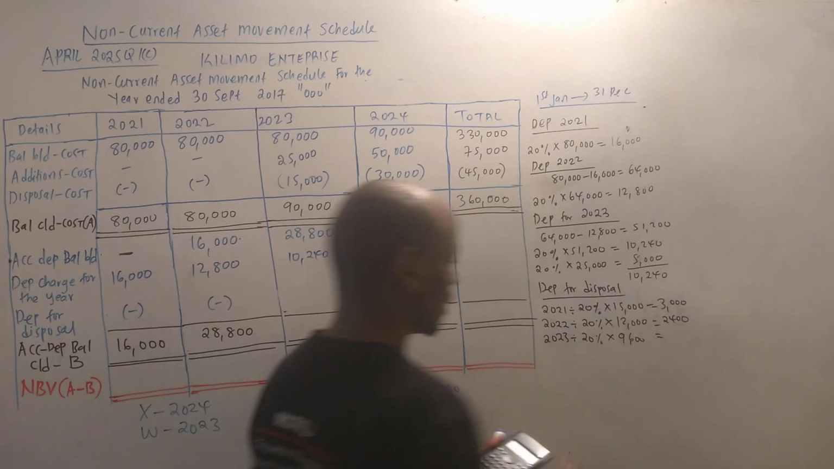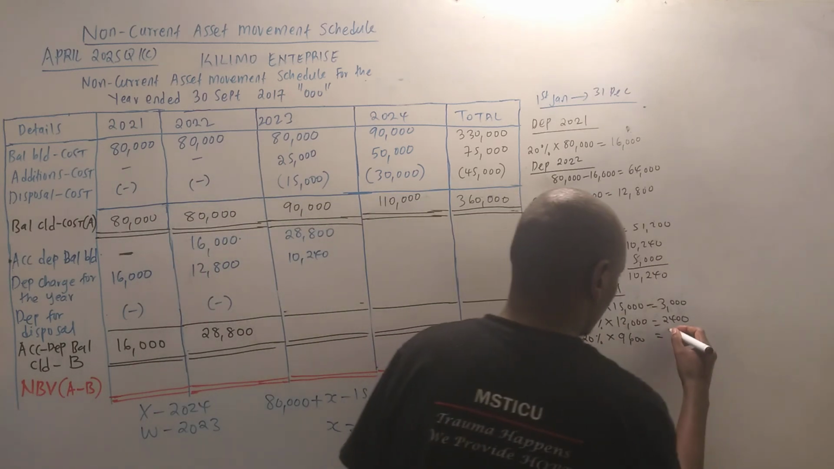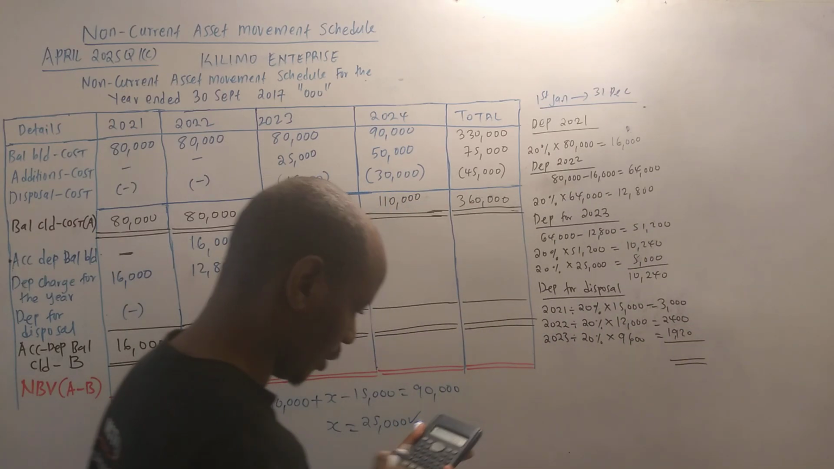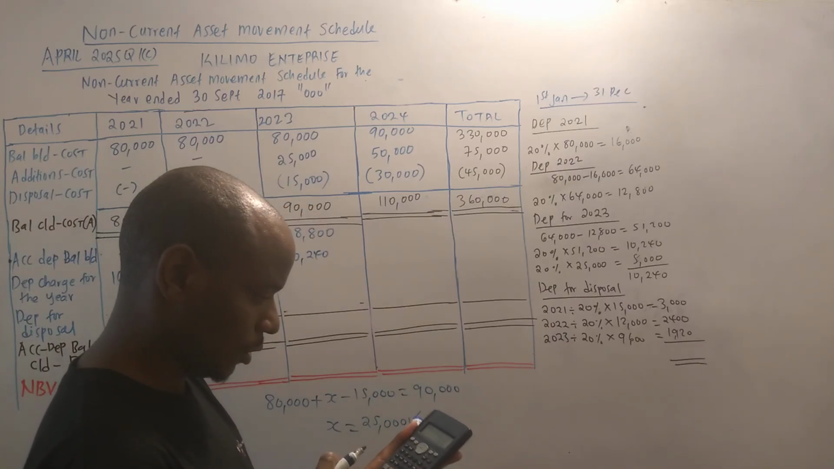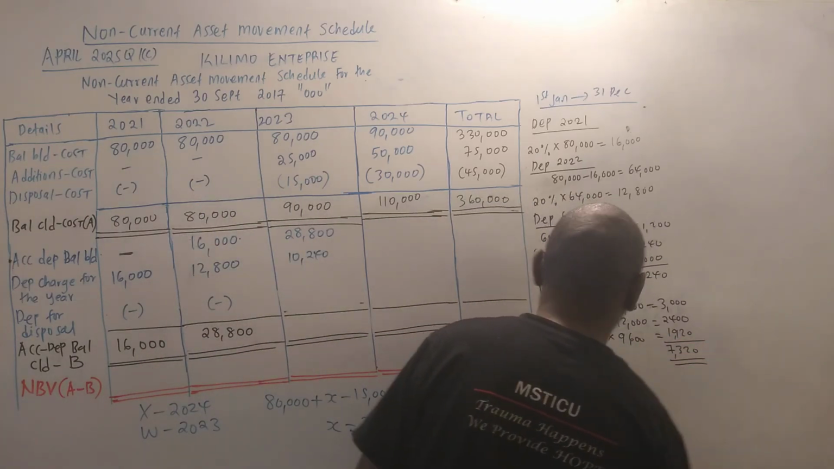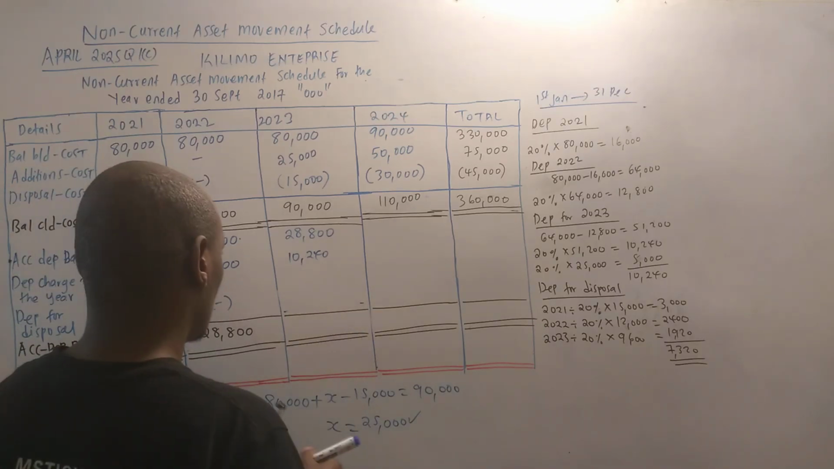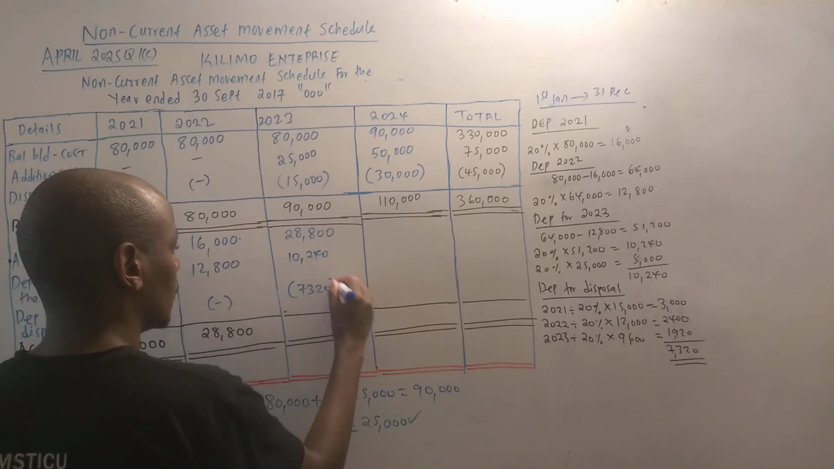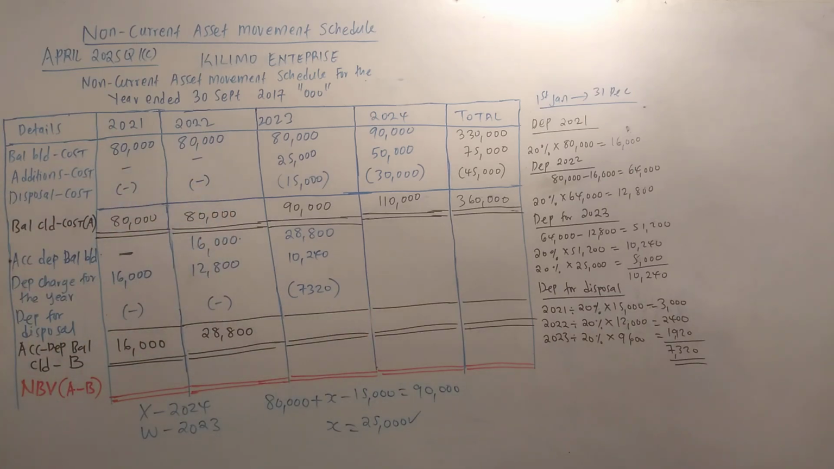So it was disposed in that year. So 0.2 times 9,600, that is 1,920. So we add the depreciation: 3,000 plus 2,400 plus 1,920, that is 7,320. So you put here, you less 7,320.